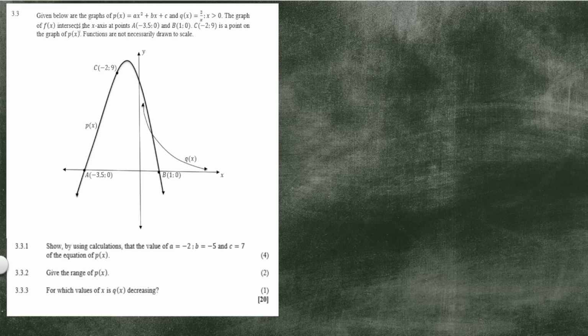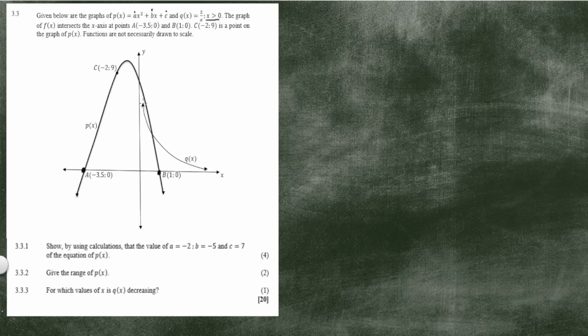Given below are the graphs of P, which is the parabola. The A is unknown, the B is unknown, the C is unknown, and then we have Q, which is the hyperbolic function. The hyperbolic function, however, is sketched where x is greater than 0, which means the first quadrant. The graph of f intersects the x-axis at points A, right here, and B, right here. C is a point on the graph of P.